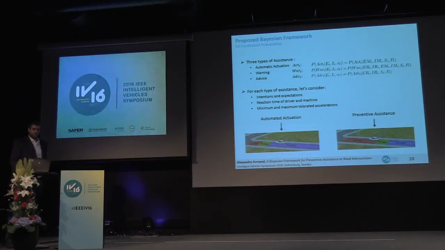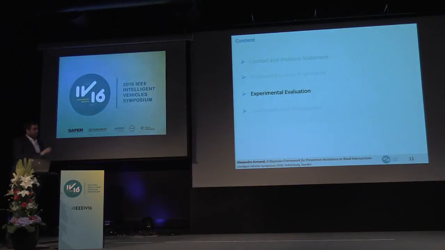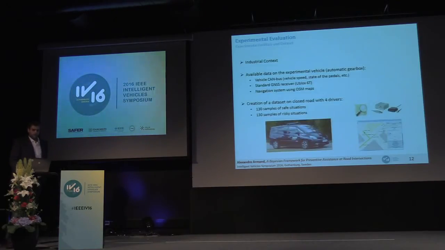So this is for the types of assistance. Okay, so I presented very briefly the Bayesian network. I come now to the experimental evaluation.